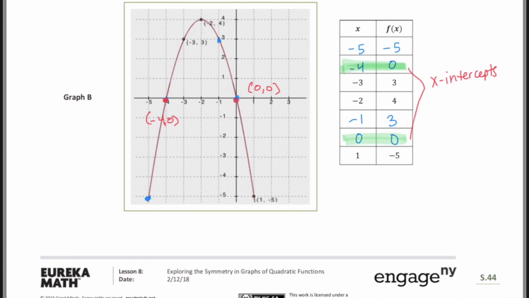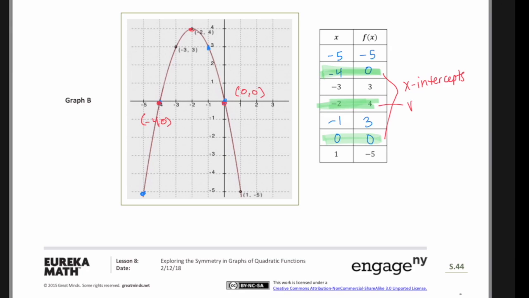Now let's see if I can identify the vertex. And here I see that my vertex is lying at the -2, 4 ordered pair. And what's different about this particular vertex is that it is actually the maximum of the graph, so it's the highest most point, not the lowest. That means that this graph is going to be facing down. And so we're going to call this graph negative because most of the y values in this graph are going to be negative, and we're going to assume that it also is going to have a negative coefficient because of it.